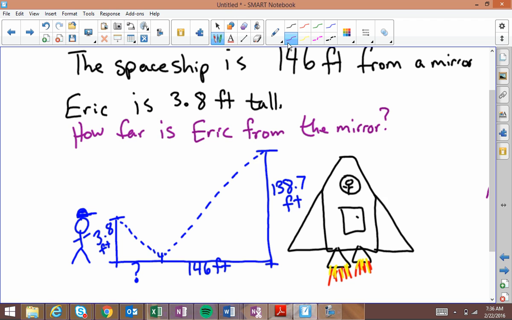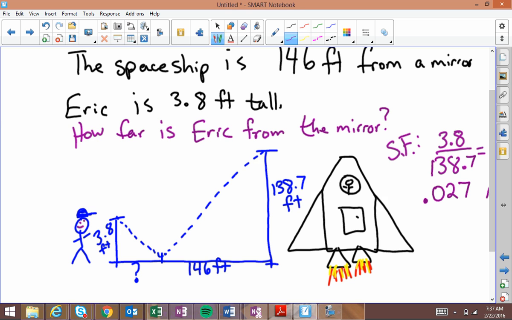Okay, to do this, we're going to need to find our scale factor. And we're going to find our scale factor by looking at our two corresponding sides that we know. So we know the height of both Eric and the spaceship. So I'm going to take the height of Eric, because this comes from the triangle that I'm missing the information, and I'm going to divide it by the corresponding height, 138.7, and this gives me a scale factor of 27 thousandths, so 0.027.